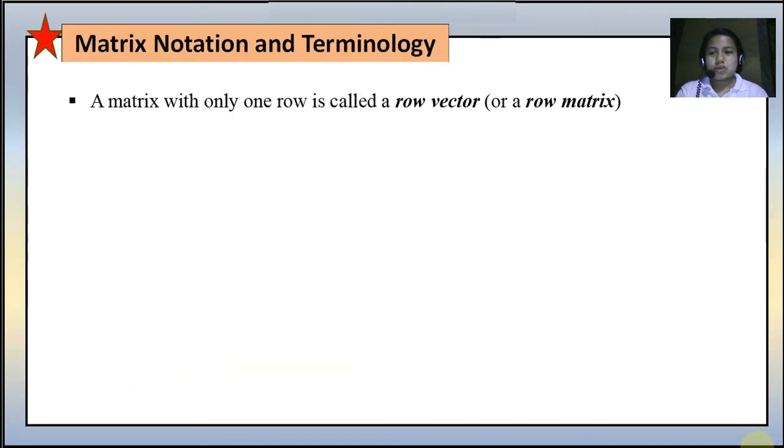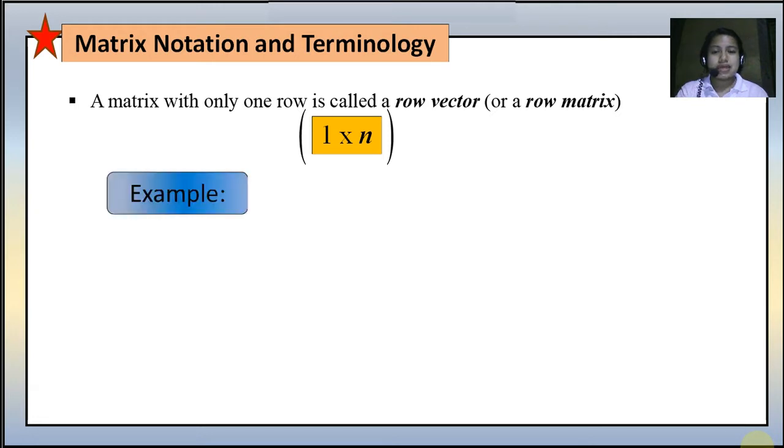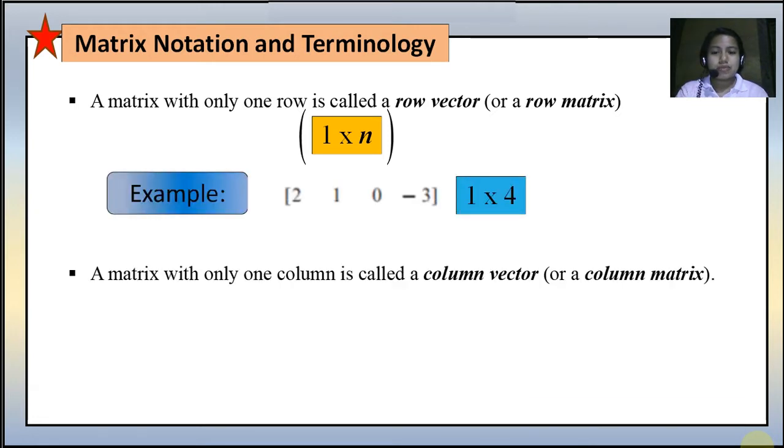Now let's proceed. A matrix with only 1 row is called a row vector or a row matrix. So it is in the form 1 by n. Since 1 here represents the number of rows and it is only 1 for a row vector. And n here can be any number and it represents the number of columns of that matrix. Then we have here an example. It is a 1 by 4 matrix. There is only 1 row and 4 columns.